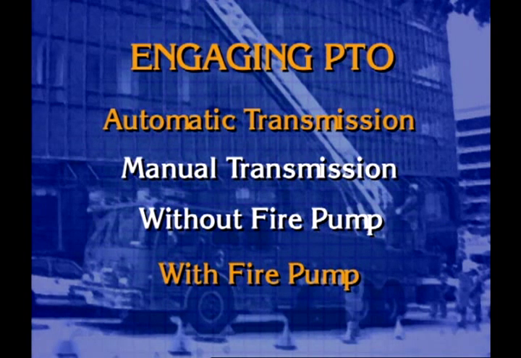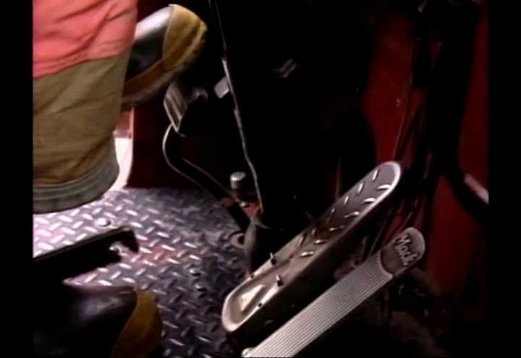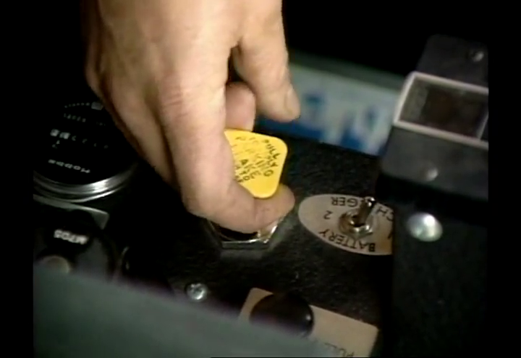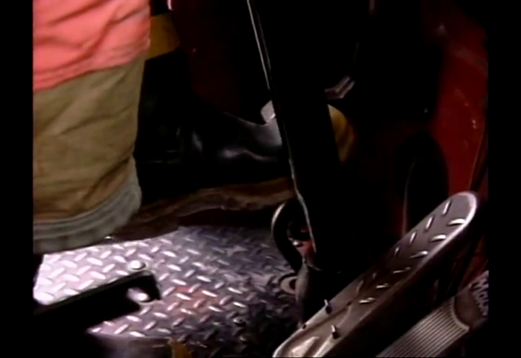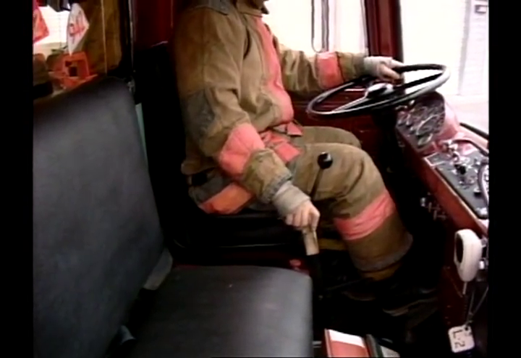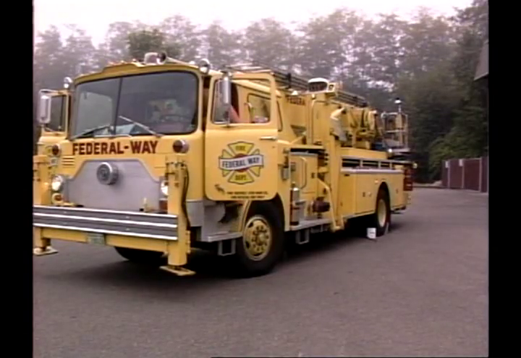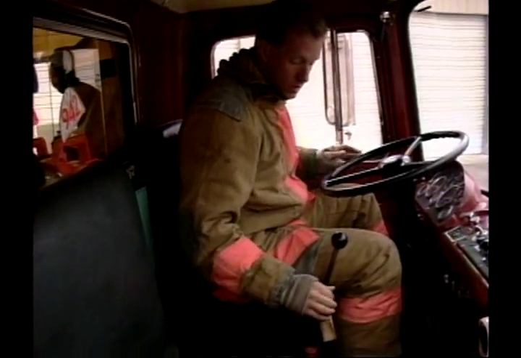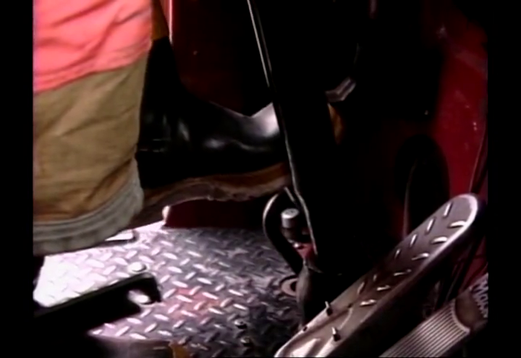In an apparatus with a manual transmission and no fire pump, the PTO is engaged as follows. Step 1, depress the clutch pedal. Step 2, place the transmission in neutral. Step 3, set the parking brake. Step 4, activate the PTO selector switch. Step 5, release the clutch. Once again, if the PTO transfer is complete, the indicator light will go on. To disengage the PTO, return the engine to idle speed, then depress the clutch pedal, deactivate the PTO switch, and release the clutch pedal slowly.